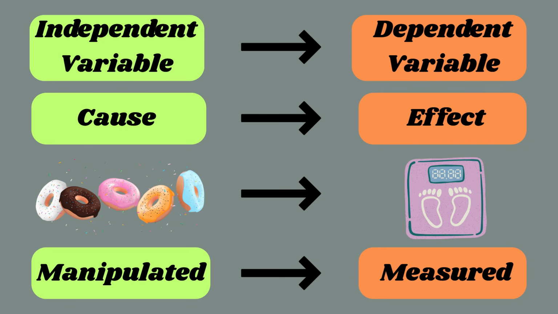So again, the independent variable is the variable that the experimenter is changing, and the dependent variable is what is changing in response to that change. So we can say it depends on the independent variable.